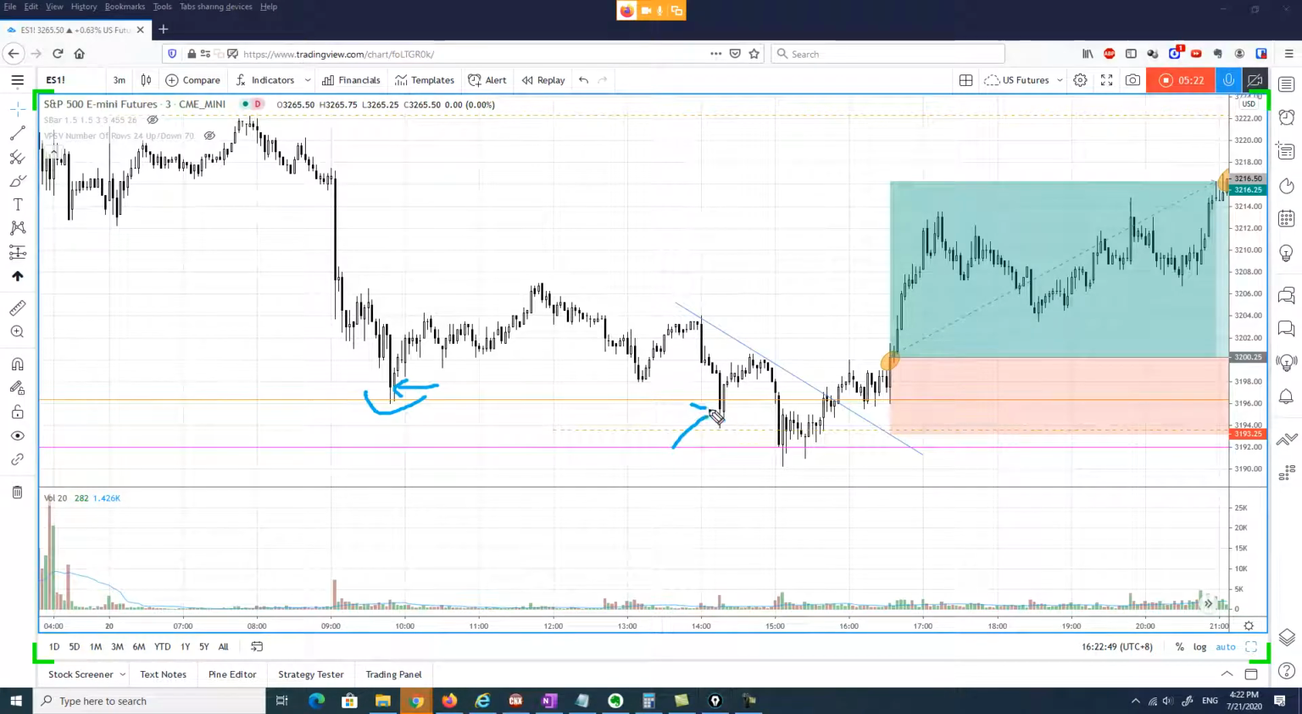In the afternoon session, about 2 o'clock my time, we saw a breakdown here, and that came with volume. That makes sense because a lot of breakout traders like to trade this kind of setup, a breakdown. They go short at this point after the close of the candle because it broke down the previous day low. So this is quite a valid setup anyway.